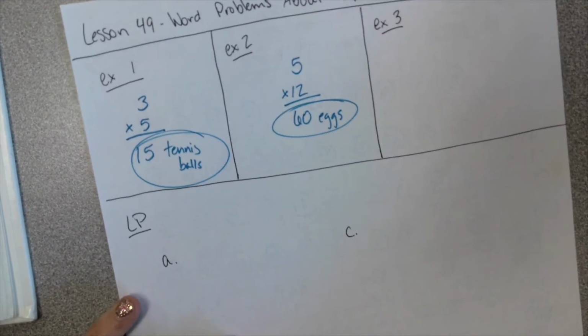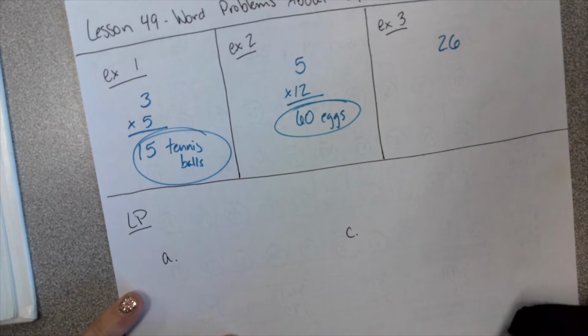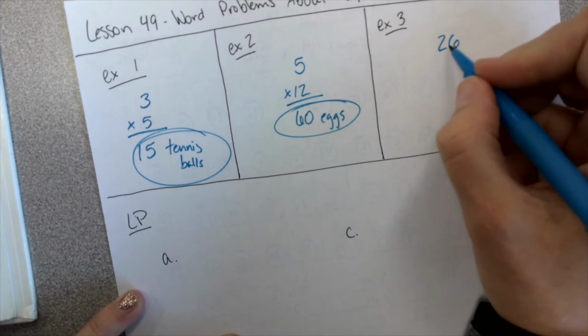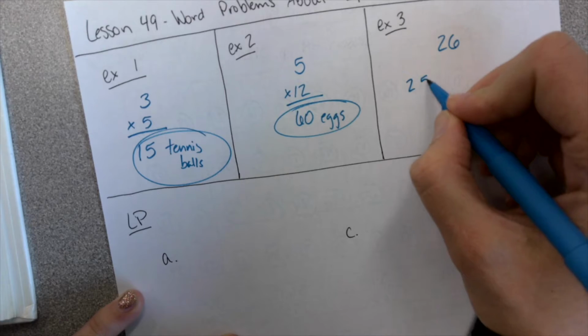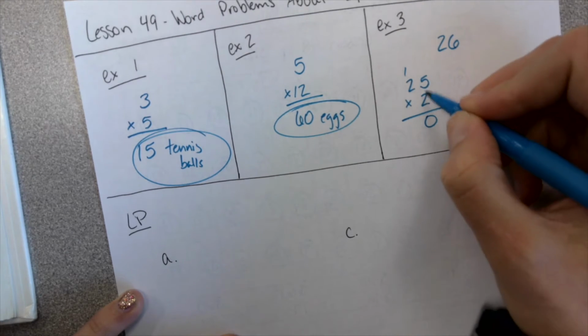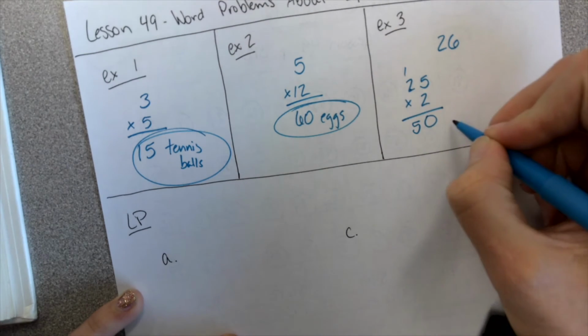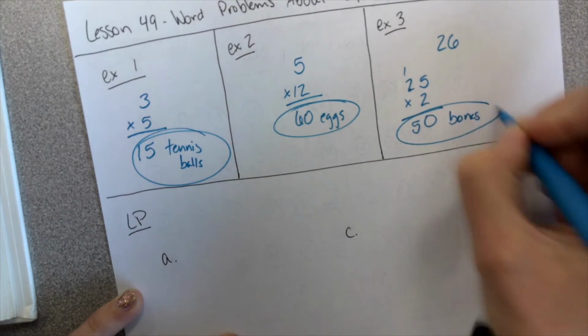Example 3 says 1 human foot has 26 bones. How many bones are in 2 human feet? Well, it says about how many. So 26, I'm just going to round that to 25. That's really close. Times 2. 2 times 5 is 10. 2 times 2 is 4, plus 1 is 5. So we get 50 bones.